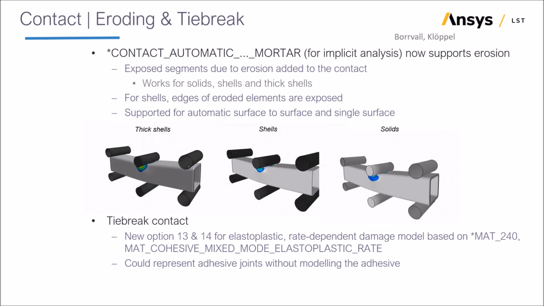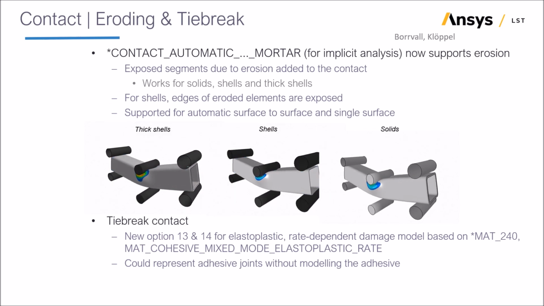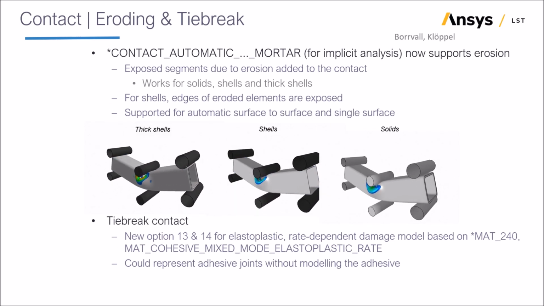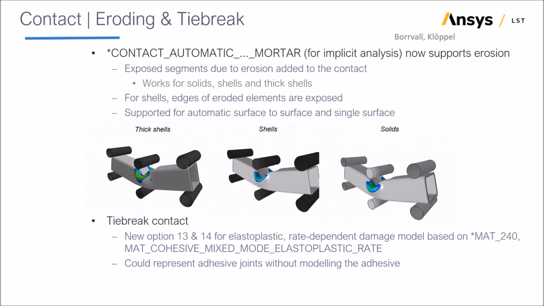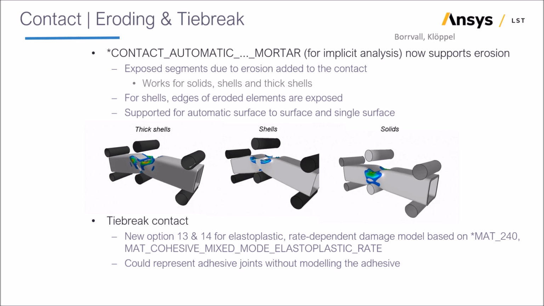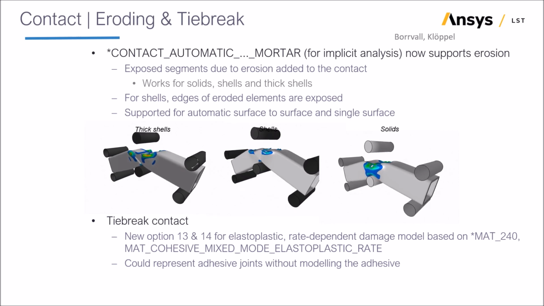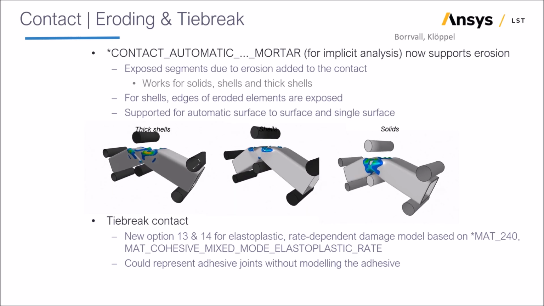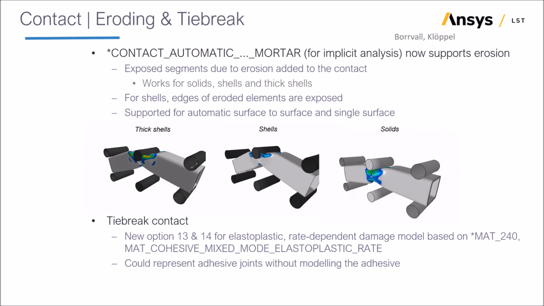For implicit analysis, we recommend using the contact types that include the word mortar. These now support element erosion, so that if a solid element gets deleted, the contact passes to the next element underneath. And it's the same with the edges around a shell element mesh.